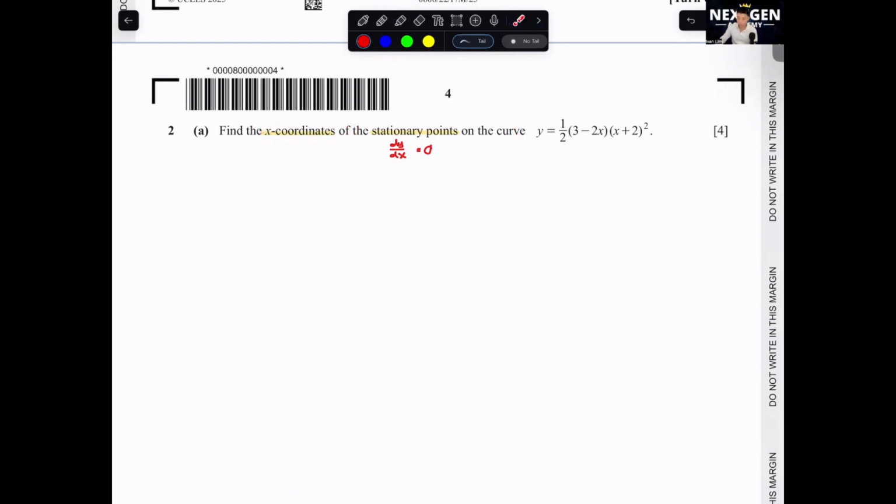So we need to see what equation we will get. To differentiate this, it is a function multiplied by a function. There are two ways you can do it. Either you open up the bracket, which I don't prefer, or you can just do the product rule. If you open up the bracket, then you have to do the power rule. So let's just do u and v. u is equal to half times (3 minus 2x). v is equal to (x plus 2) squared.